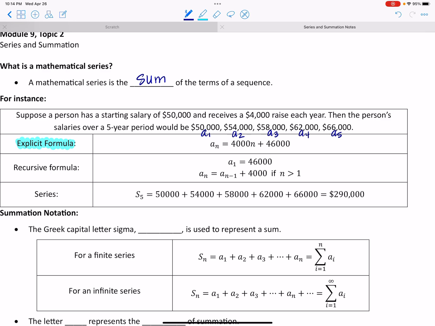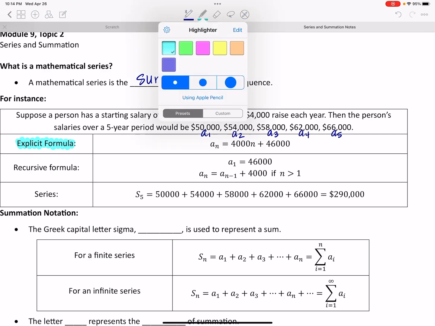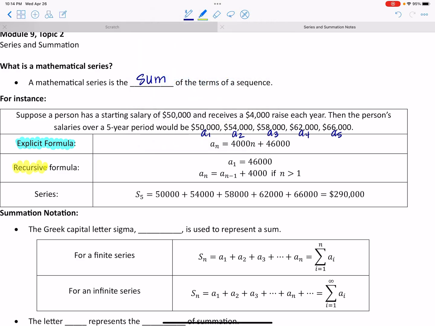So with the explicit formula, we can find any term on the list by plugging that term number into the formula. Now we also have a recursively defined formula. With the recursive formula, to find a term, we have to know the previous term. So we can find any term on the list by taking the previous term and adding 4,000. If I wanted to know the 10th term, it wouldn't be possible to find it unless I knew the 9th term.